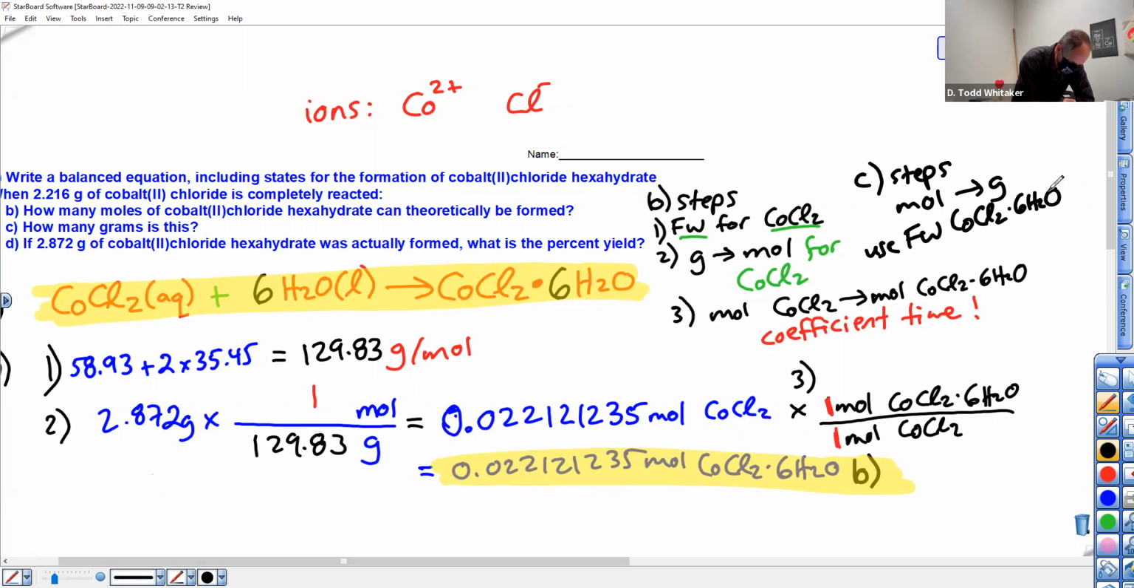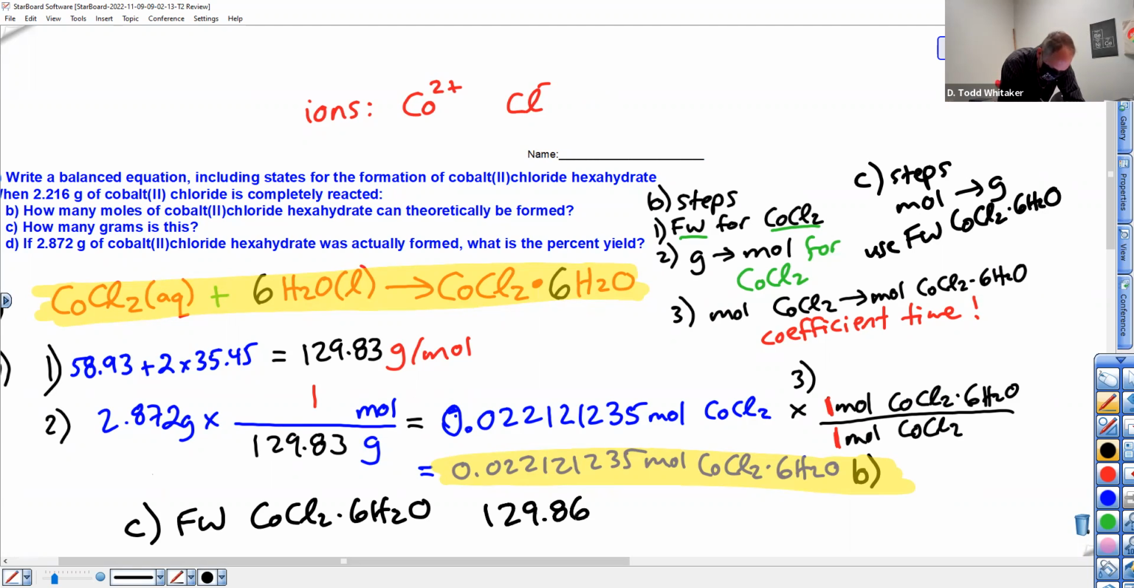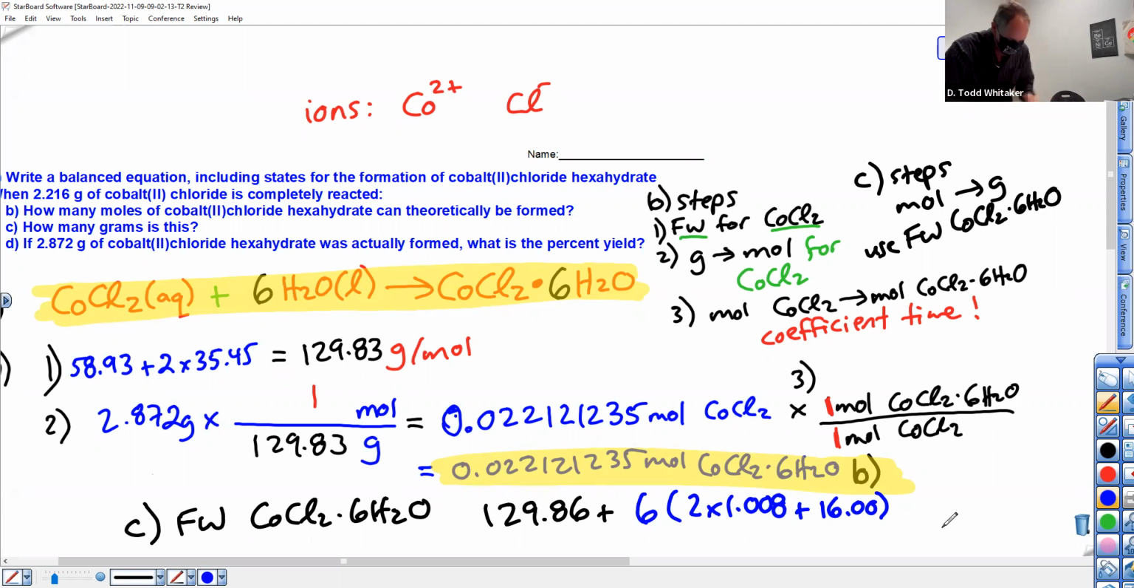So here's C. The formula weight of COCl2·6H2O. Is it going to throw you off a lot if I skip a bit and go 129.83 plus 6 times 2 times 1.008? Am I really losing anybody right here? What am I doing at the end here? I'm taking the old formula weight and adding the formula weight of 6 waters to it. Water has 2 H's in it.